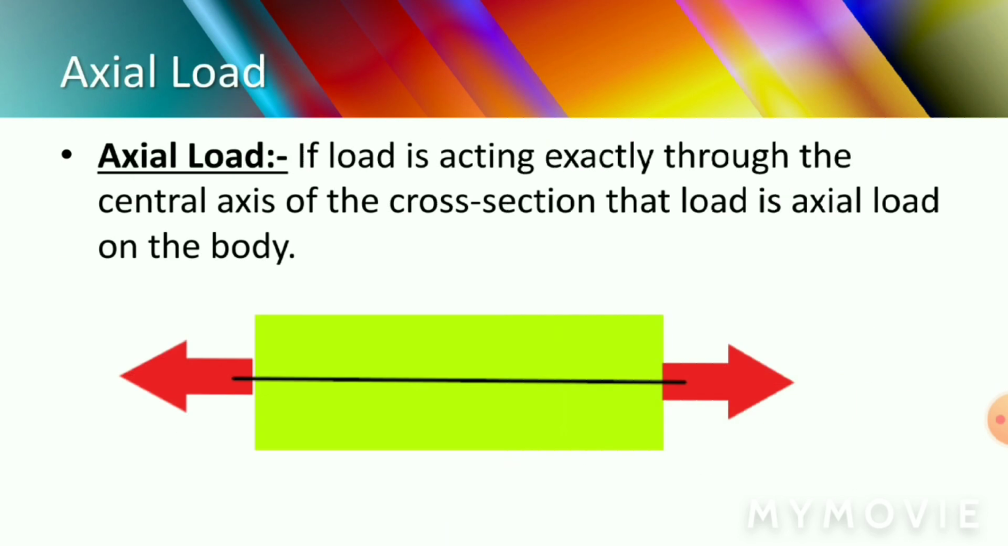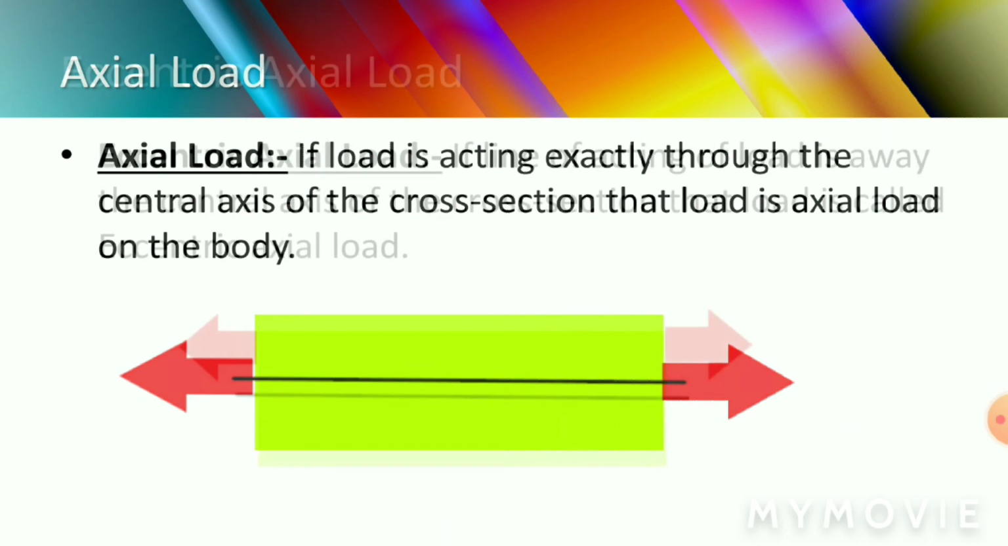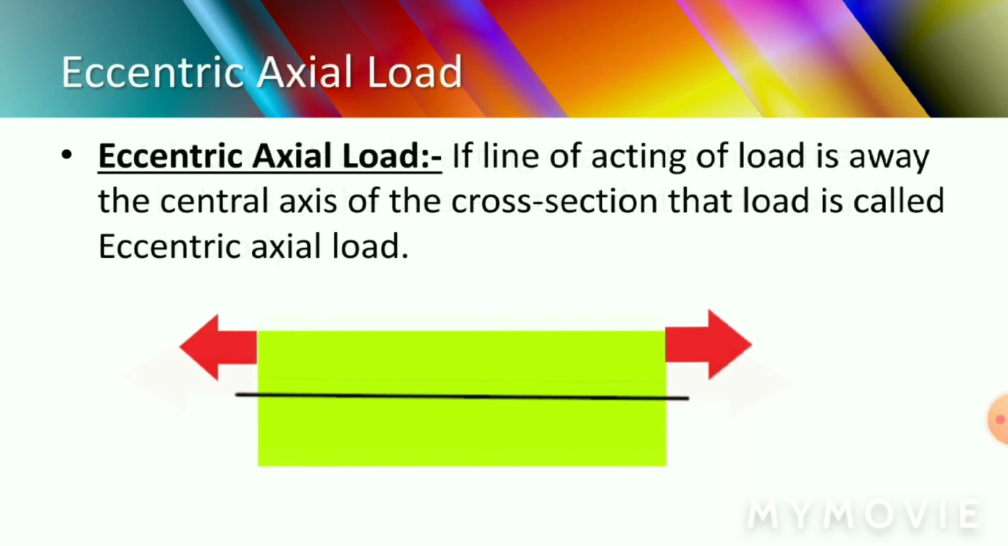Eccentric axial load. If the load is acting away from the central axis, then the load is said to be eccentric axial load. Here we can see that the load is acting away from the central axis, which is black in color, and this load is said to be eccentric axial load. And if you want to say specifically, then it is said to be eccentric axial tensile load.